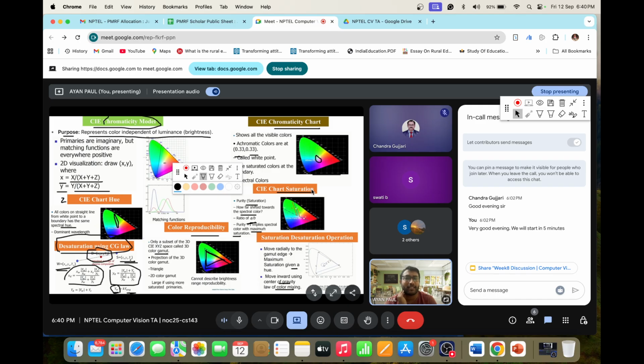The simplest problem that will come is to calculate small x, small y. You will be given an RGB value, from RGB you have to convert to capital X, capital Y, capital Z, and once you have capital X, capital Y, capital Z, you can easily calculate small x, small y, the 2D chromaticity values.